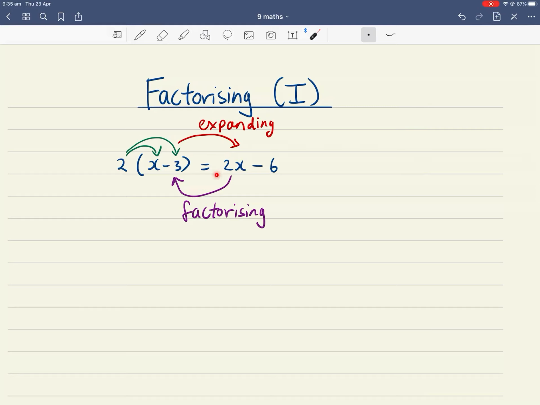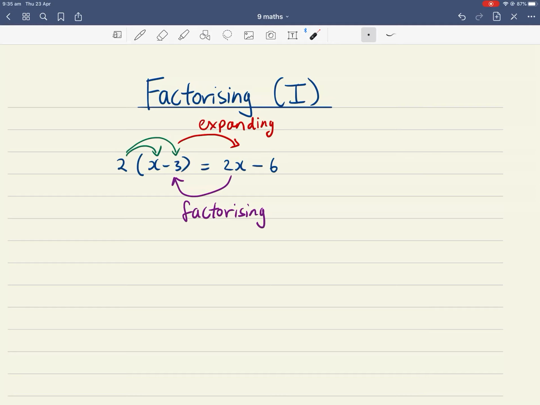So the key idea or the pattern to factorise is, well, look at 2x and minus 6. So we have 2 terms. 2x is your first term and minus 6 is your second term. You're looking for any common factors. So what's in common between 2x and minus 6? Well, they both have an even coefficient, so they both have a common factor of 2. So we pull that common factor of 2 out.